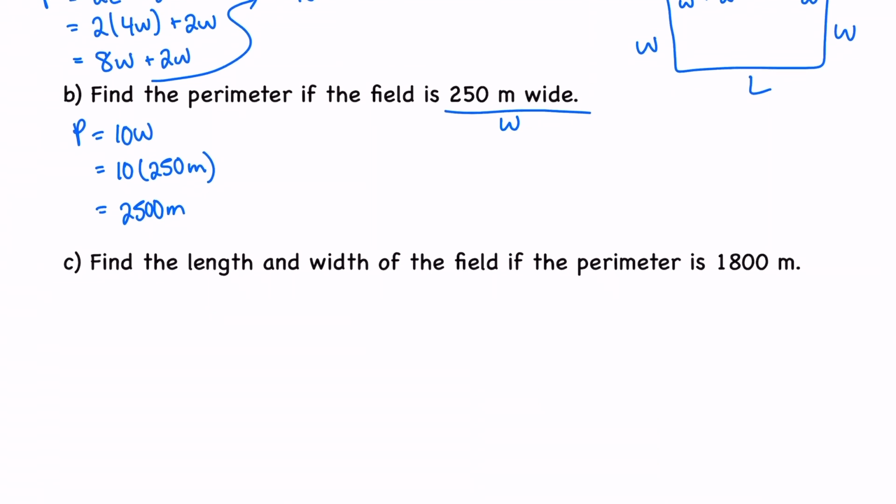And now part C wants us to find the length and the width of the field if the perimeter is 1,800 meters. So once again, we can't use our first equation because that has length and width. And if we have 2 variables, we can't solve. So for that, I'm going to use our second equation where perimeter is equal to 10 times our width. Now it's a lot easier to solve for W, as all we have to do is divide by 10 on both sides, and that leaves us with our width is equal to 180 meters.